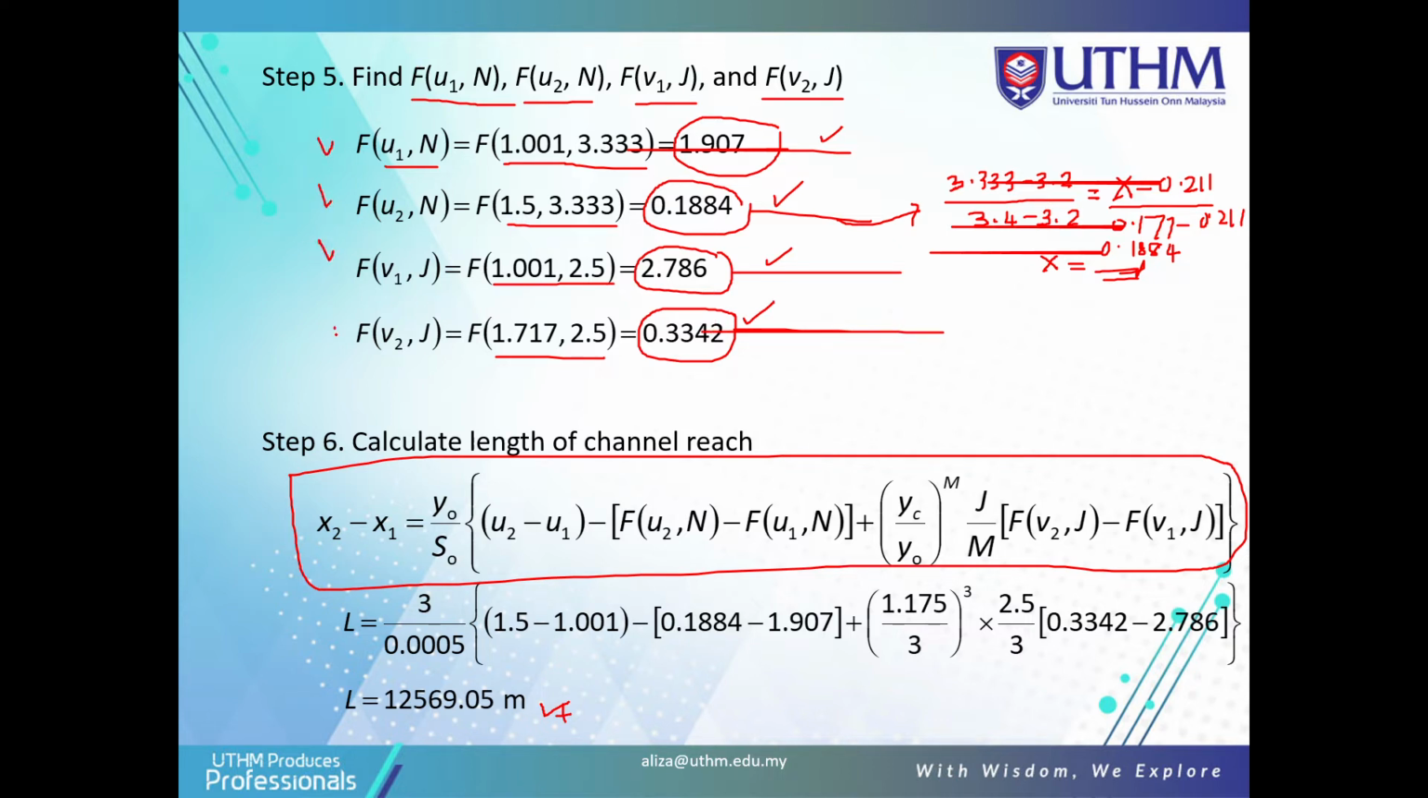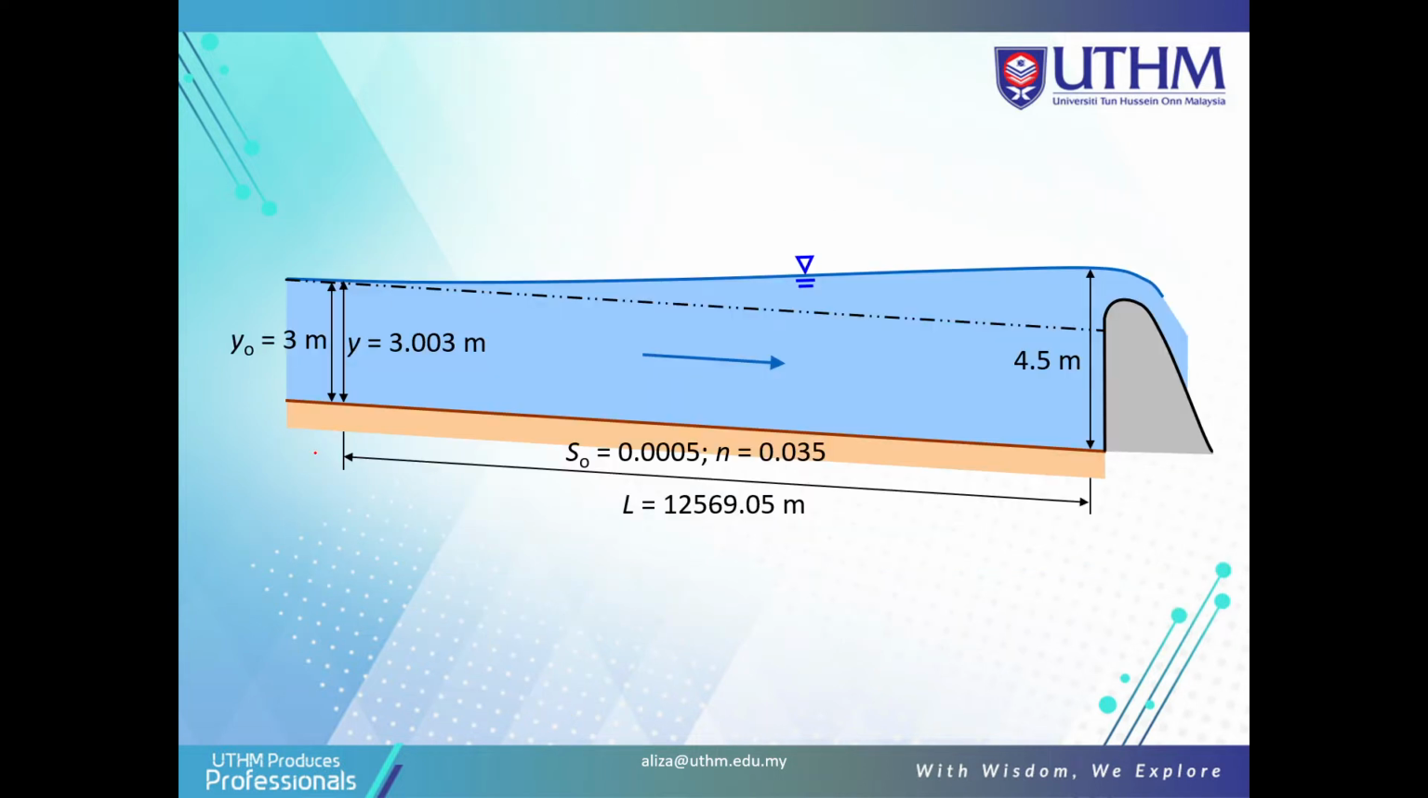That is step 5. After you get step 5, you go to step 6 to find the length L here. Then you sketch the profile, where you get the length S naught, Y naught, and Y2 here. So this is the GVF profile using the direct integration method, which is method 1.